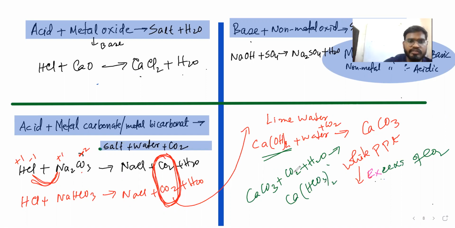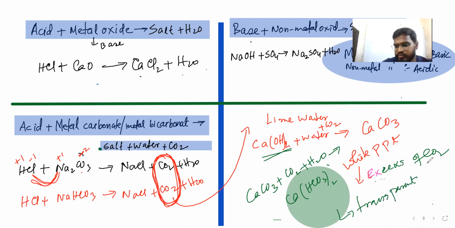Now again the problem is, as we started from the place, it is going to be transparent again, so you cannot check. It means if you pass excess CO2, or for a long time put CO2 in this reaction, then what will happen? Again you cannot check, because calcium hydrogen carbonate will form here, right?